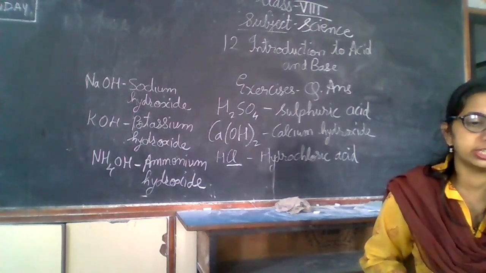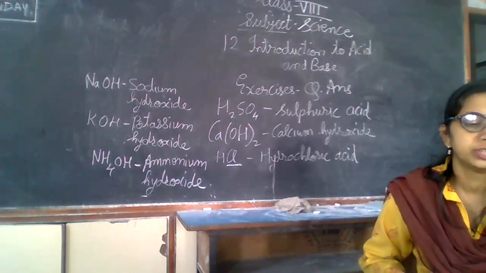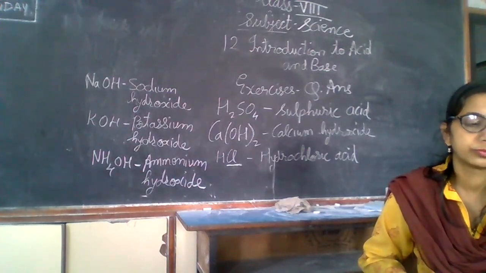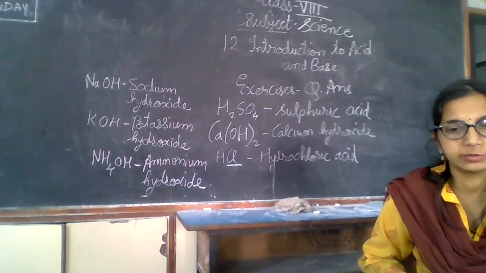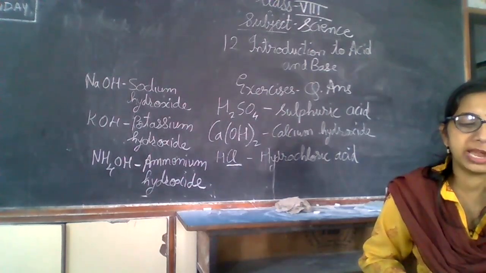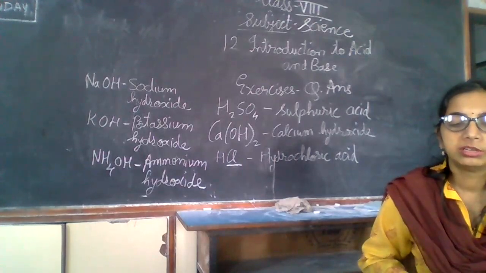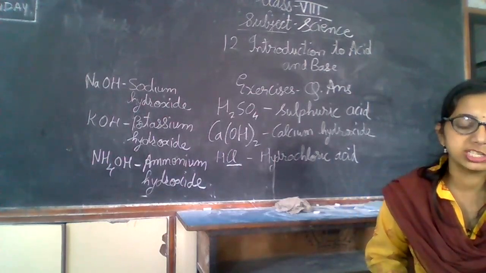Acids are known to turn blue litmus paper red, and bases are known to turn red litmus paper blue. Acids are sour to taste. Bases are bitter to taste. Acids react with metal to form hydrogen gas. Bases react with metal to form metallic oxides.